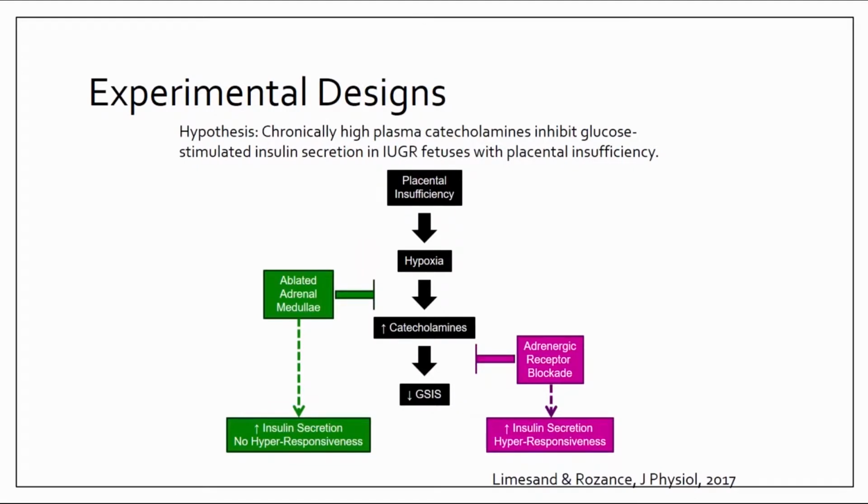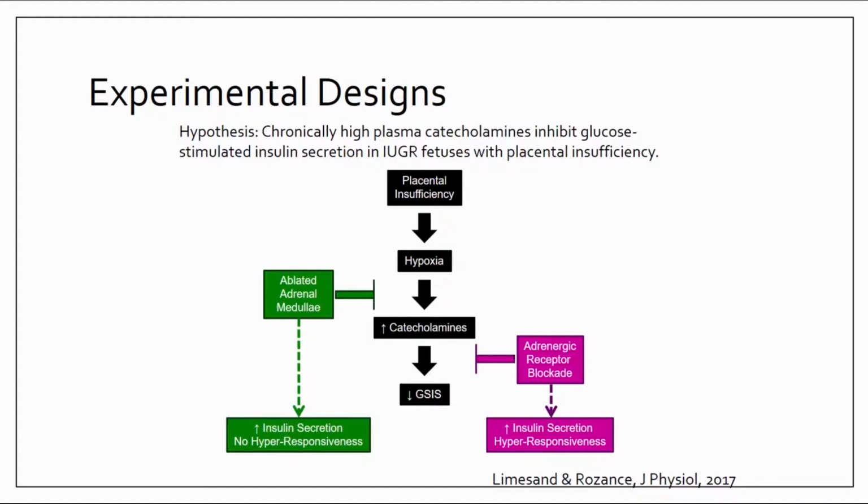So I'm fairly simple-minded. I try to do simple experiments. So I put this together as placental insufficiency creates that hypoglycemia and hypoxia and increases catecholamines, norepinephrine and epinephrine, predominantly norepinephrine in the fetus because PNMT doesn't rise until later in gestation when the cortisol concentrations increase. And these are suppressing glucose-stimulated insulin secretion.